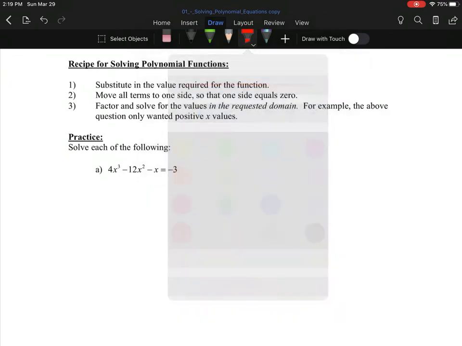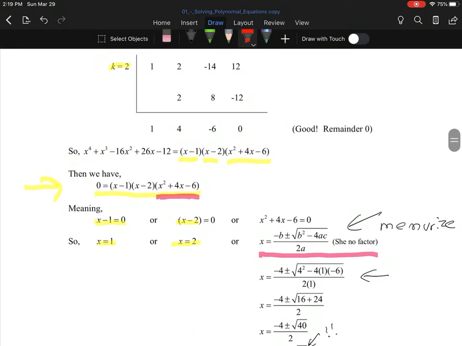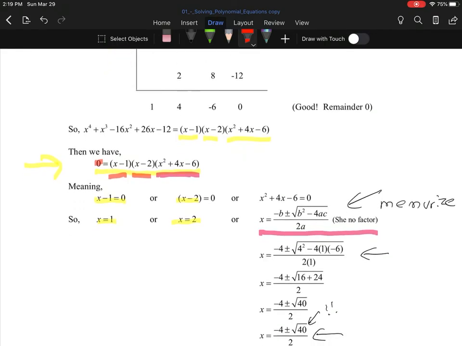Move all the terms to one side so that one side equals 0, and that's going to get my fancy red highlighter. One side has to equal 0. It's the only way factoring will work. Because if we know that the left side is equal to 0, then we know each of these factors has to be equal to 0. So the factoring method works because we've got 0 on one side.